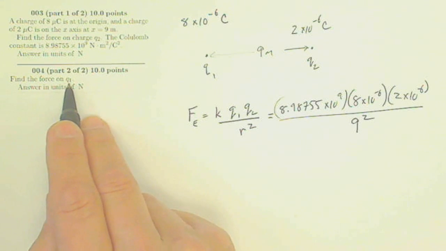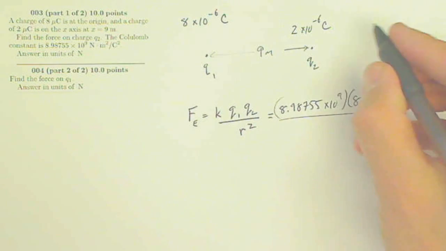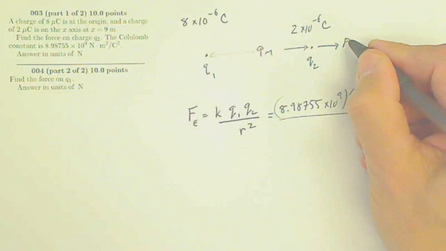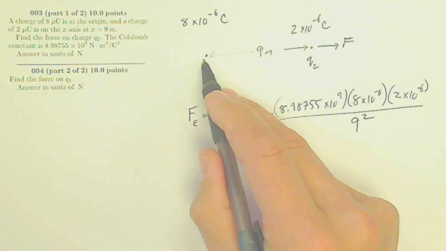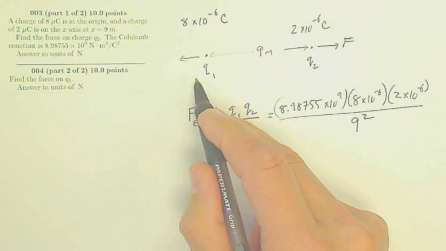Now it says find the force on Q1. Well, first of all, which way is that? If this is a positive and this is a positive, I know that that will be pushing this one this way. That's going to be my force. It's going to be to the right. But this force here is going to be to the left, so that's going to be the force on Q1.